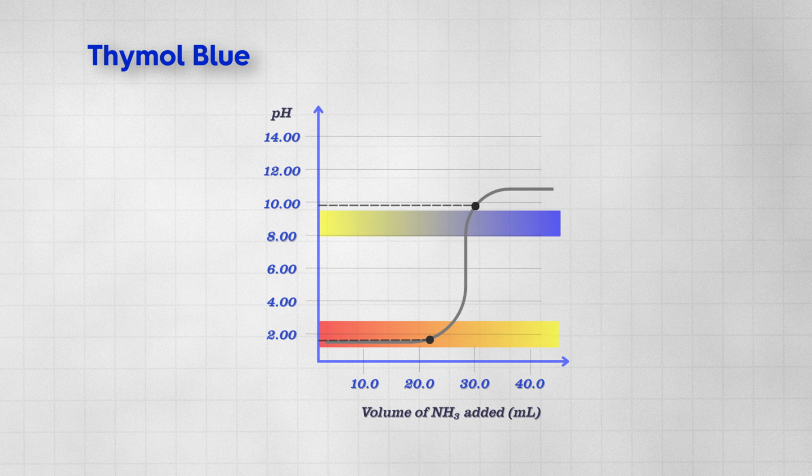Some indicators, like thymol blue, have two transition ranges. That's handy for different titrations. A universal indicator spans a wide pH range. Great for estimating, but too broad for precise titration endpoints.